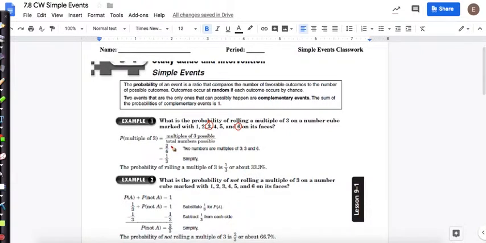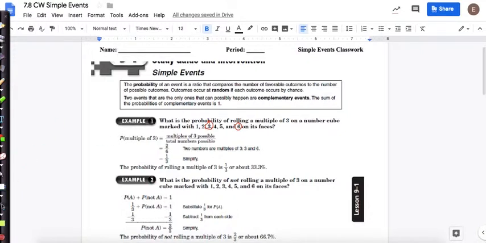Then I can simplify that by dividing top and bottom by 2, and I get 1/3. So the probability of rolling a multiple of 3 is 1/3, or about 33.3%. To get the percent, they did 1 divided by 3, which is 0.33 repeating, and then changed it to a percent by moving it 2 places to the right. So 33.3%. Notice there's a P out in front. That just means probability.